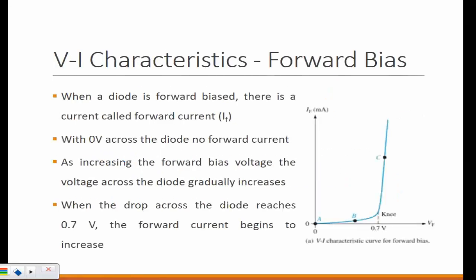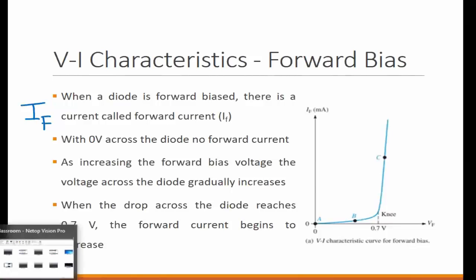So this is the forward bias curve. If you take a look at this curve, there are some terminologies here we're going to use. When you see your formula sheet as well, you will see these labels. When a diode is forward biased, remember that there is a current, but that current is indicated by I with a subscript of F. F for forward.